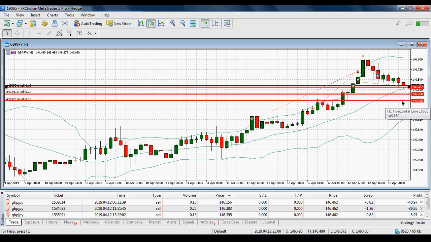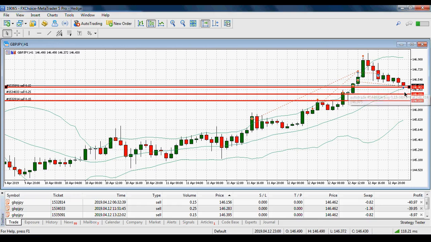So this trade, which was the very first one that we did, is right now minus $40.97. The second one, because it was going against us, with prices going up, is minus $39.95, and this one is minus $8.97. So this one is going to become very profitable.